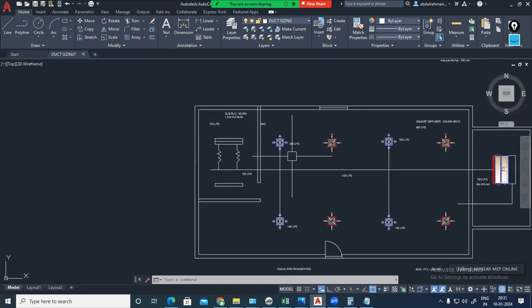Okay. So in the next session, we can start duct sizing using duct sizer, and we can discuss equal velocity reduction as well.